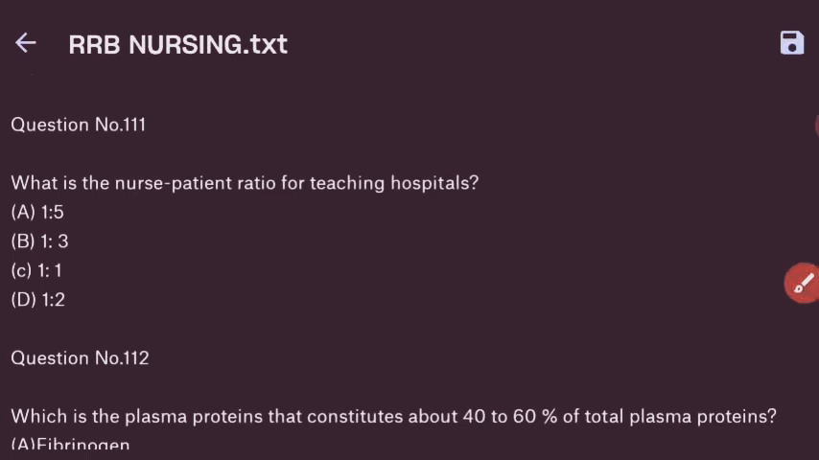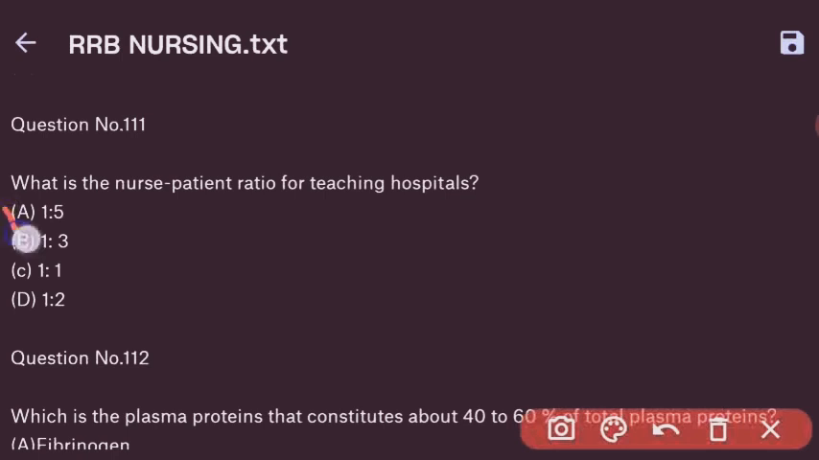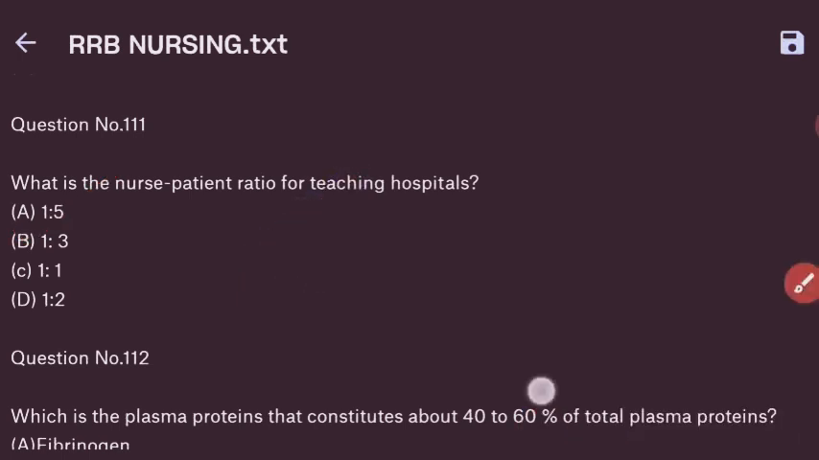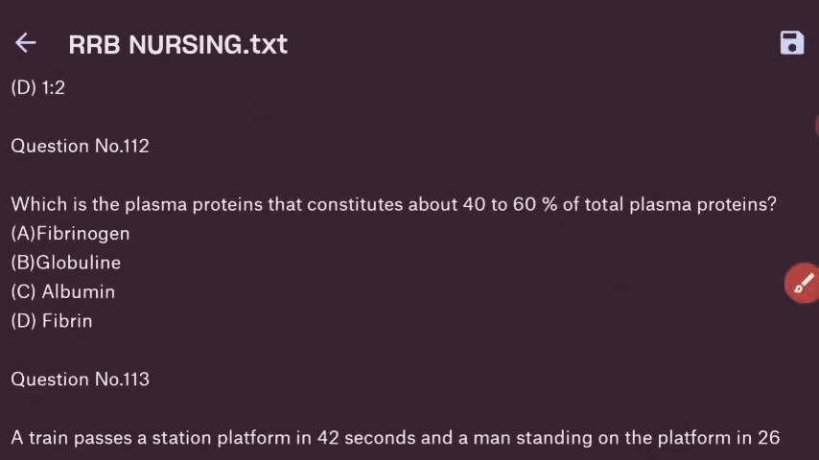Next question. What is the nurse and patient ratio for a teaching hospital? So here the right answer is, for a teaching hospital, the nurse and patient ratio is 1:5. Next question. Which is the plasma protein that constitutes about 40 to 60% of the total plasma protein?